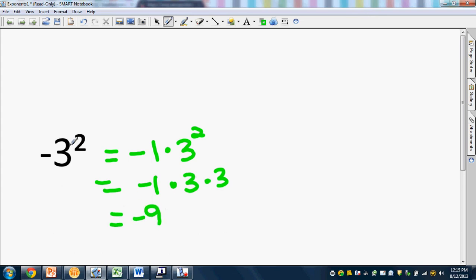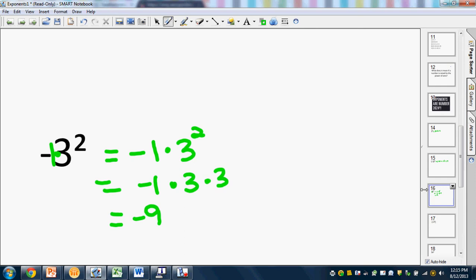So remember, if there's no parentheses, you're only going to square what the exponent is attached to. And this does get tricky because you don't see it, but that means that it's negative 1 times that number right there.